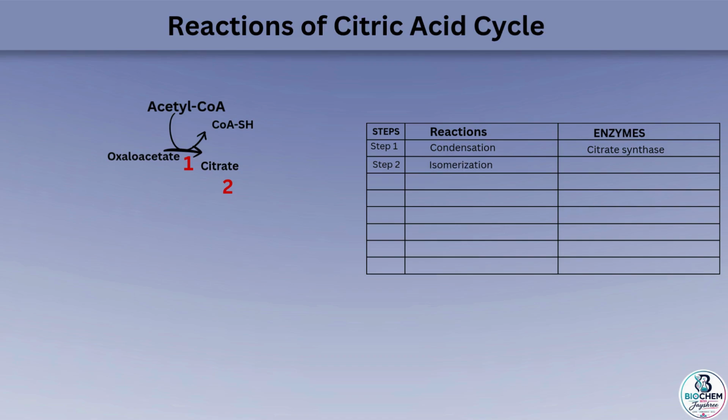In this step, citrate is converted into isocitrate, and the enzyme responsible for this conversion is aconitase. This conversion occurs in 2 steps. First, citrate loses one molecule of water to form cis-aconitate, then water is added again but in a different position. As a result, citrate changes into isocitrate.